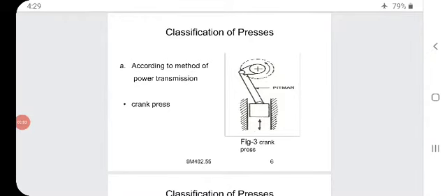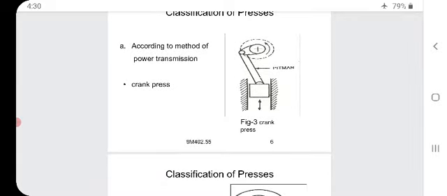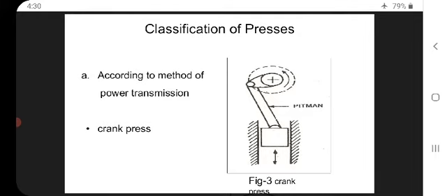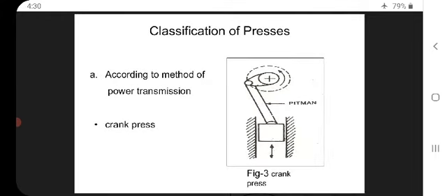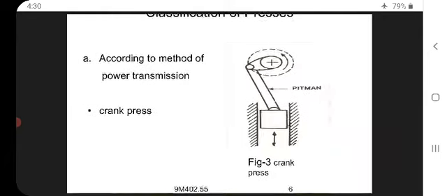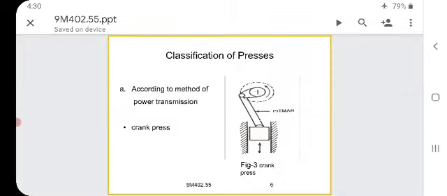Classification of the presses. Now we are going to see the different types of the classification of the press. According to the method of power transmission, there is a crank press. See in the figure, a piston, connecting rod, that is also called as a pitman. Below that you are seeing the piston movement, that is from the TDC and the BDC, it is connected to the camshaft. So that's why that is called as a crank press.